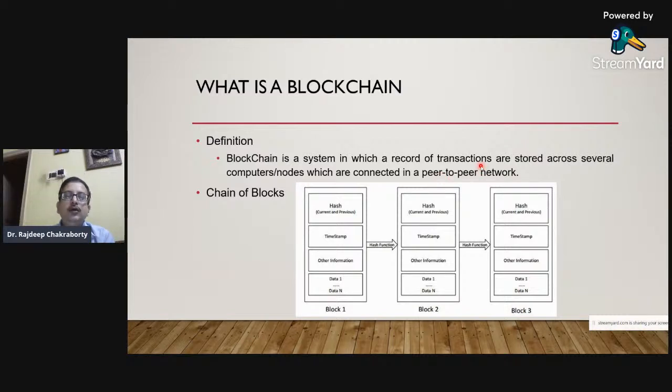Now, this is just an example or conceptual diagram of a blockchain. A blockchain consists of blocks, so this is basically a block: block 1, block 2, block 3. It contains a hash, that is the previous hash and the current hash. Previous means it contains the hash of the previous block. Then a timestamp is always there, other information is there, and finally the data or transaction data is there.